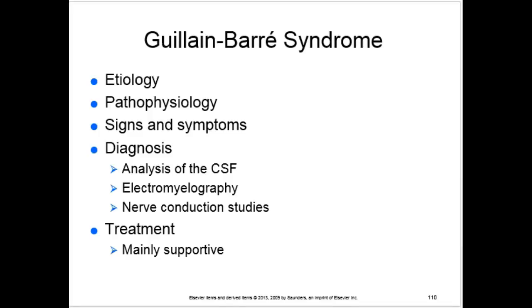If respiratory function is affected, ventilatory support may be necessary. Pain is common and may be evidenced as paresthesia, muscle aches, and cramps. Pain is often worse at night when there's less distraction in the environment.